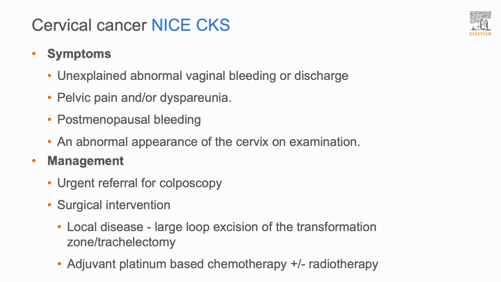Management of women with any of these features involves urgent referral for colposcopy. Surgical intervention is typically indicated relating to the extent of disease. So for local disease, you can consider large loop excision of the transformation zone or a trachelectomy with the removal of the entire cervix. And hysterectomy or pelvic exenteration is considered for later stage disease and metastatic disease. Adjuvant platinum-based chemotherapy plus or minus radiotherapy may be offered depending on the clinical circumstance.